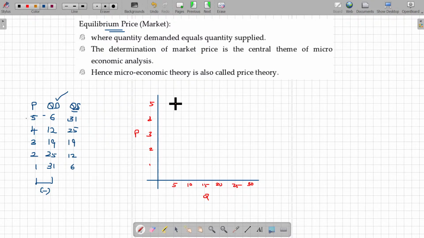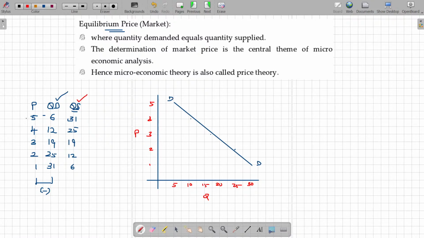When the price is 4, the quantity demanded is 12. And then when the price is 3, the quantity demanded is 19. When the price is 2, the quantity demanded is 25. When it is 1, then it is 31. I'm going to connect the dots here. This is called the demand curve. Isn't it? Demand curve, DD curve.